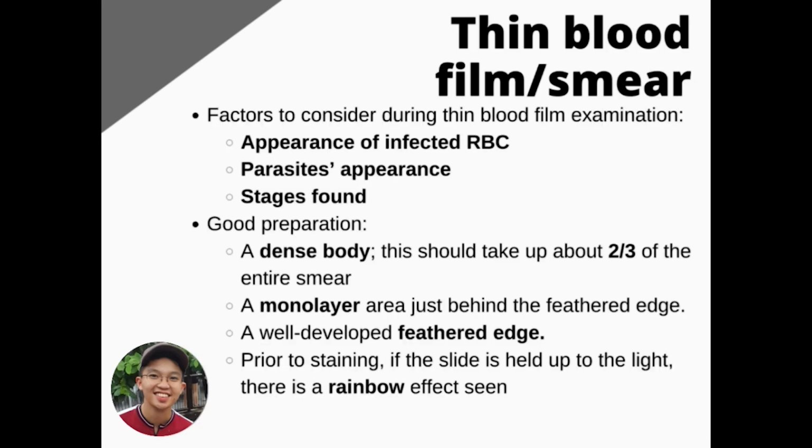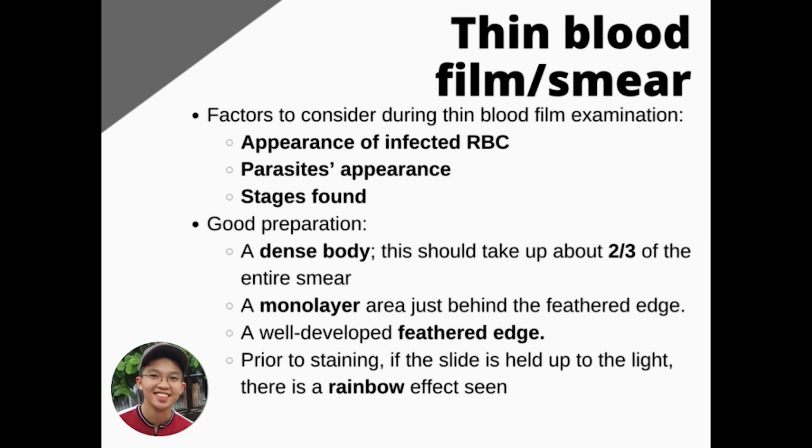Thin blood film or smear. These are the factors to consider during thin blood film examination. First is the appearance of the infected RBC, which can indicate the Plasmodium species and the stage of the parasite. Take note that RBCs can only be found in the thin smear because it is the only preparation that is fixed. The second is the parasite's appearance, and the third is the stages found.